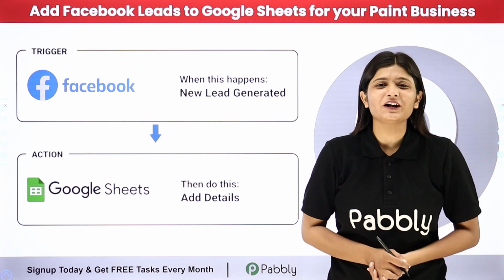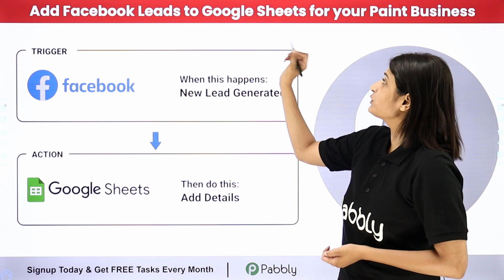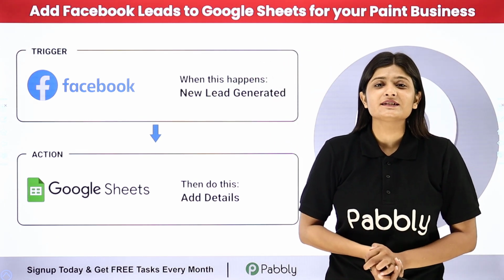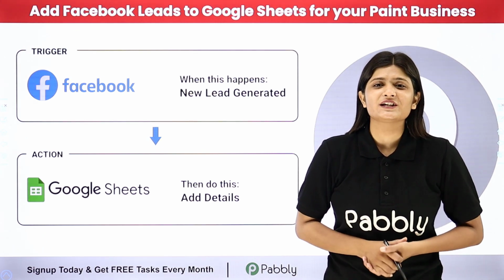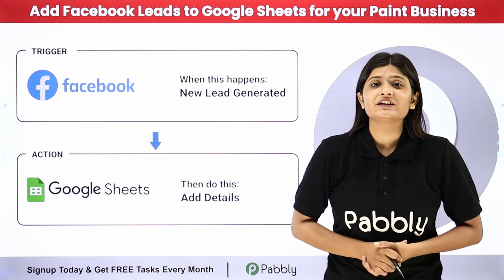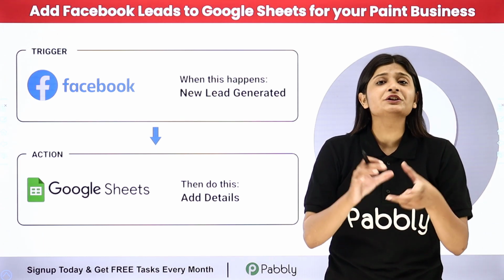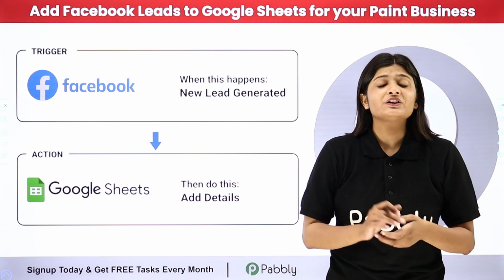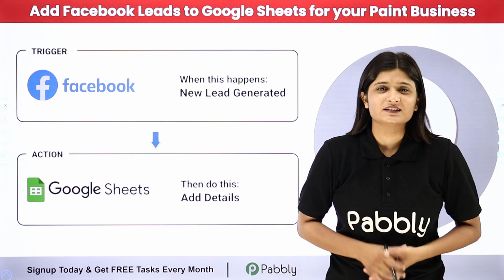So in this video we are going to learn how to add Facebook leads to Google Sheets for your paint business. Let's suppose I am running a paint business and I have started promoting my business on Facebook lead ads. I want that whenever a customer submits the form or the new lead is created, the details are automatically added to Google Sheets so that I can send quick follow-ups to all these customers.